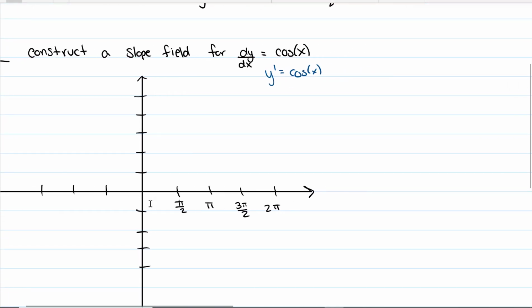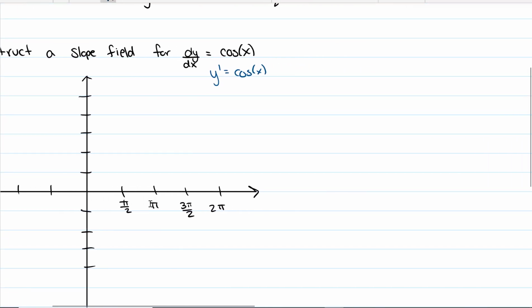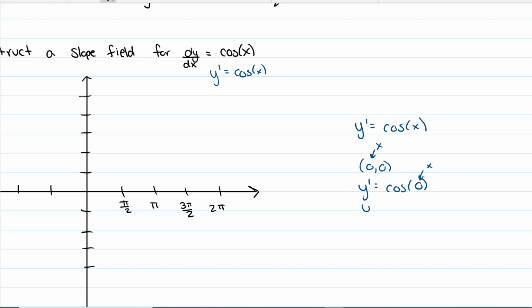So the way this works is we have y prime equal to cosine of x. Now remember what y prime is. That's the derivative, which means that's the rate of change at that point. So first let's look at the point 0, 0. Y prime is equal to cosine of 0. This comes from the x value of the coordinate. So y prime is equal to 1. This means that the slope of the tangent line at the point 0, 0 is 1.